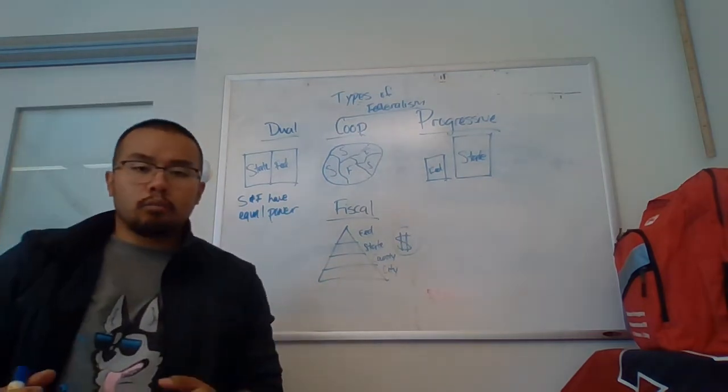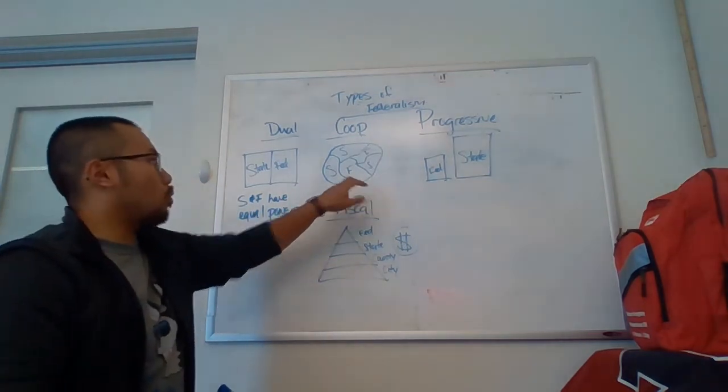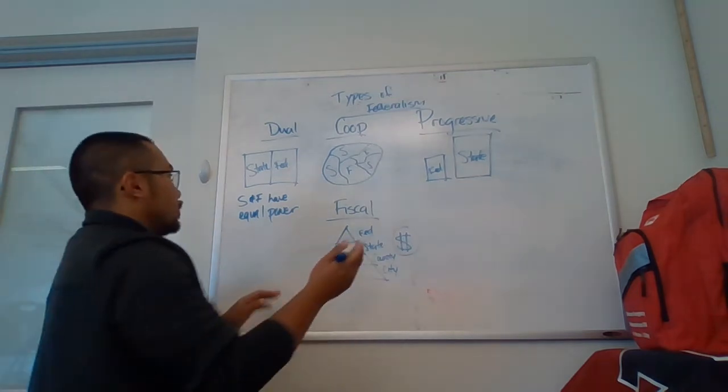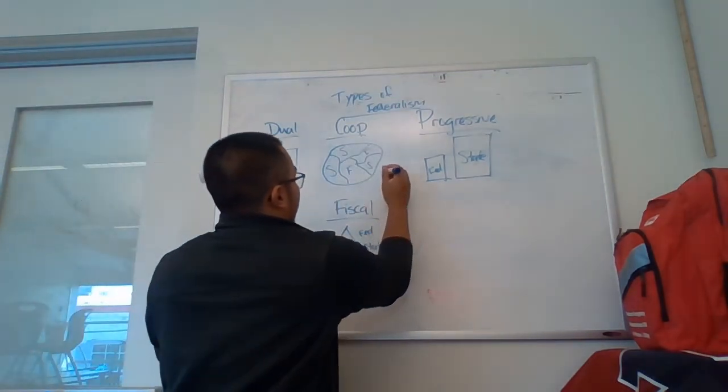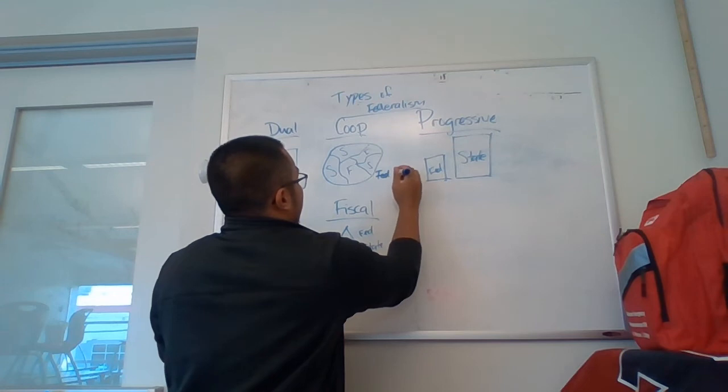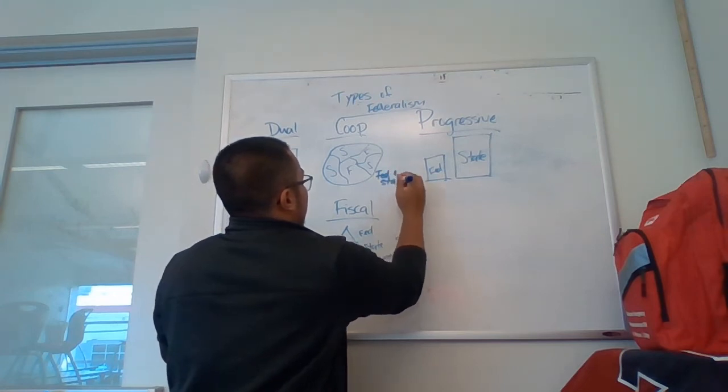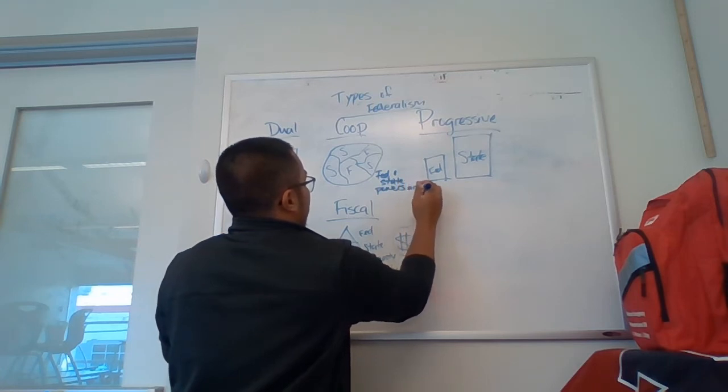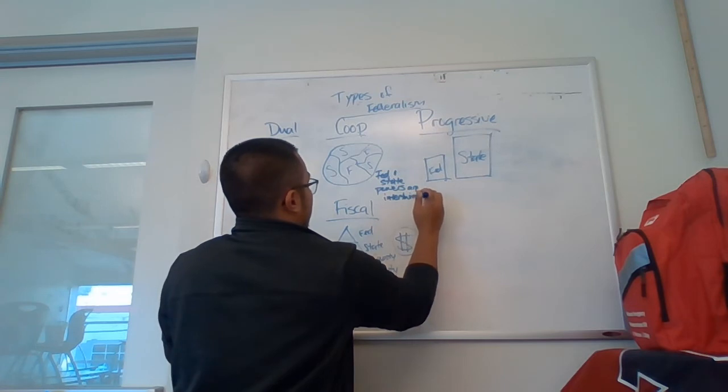The next federalism we want to go over is called cooperative, and cooperative basically just means that federal and state powers are intertwined.